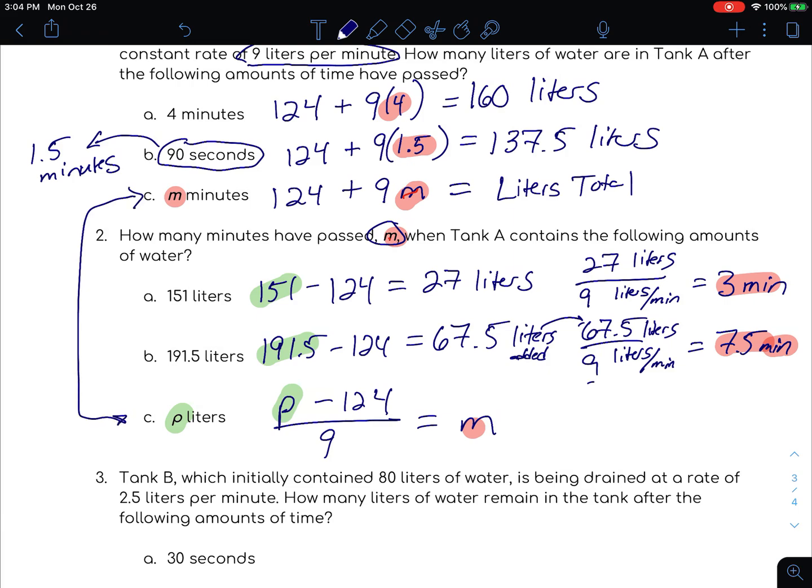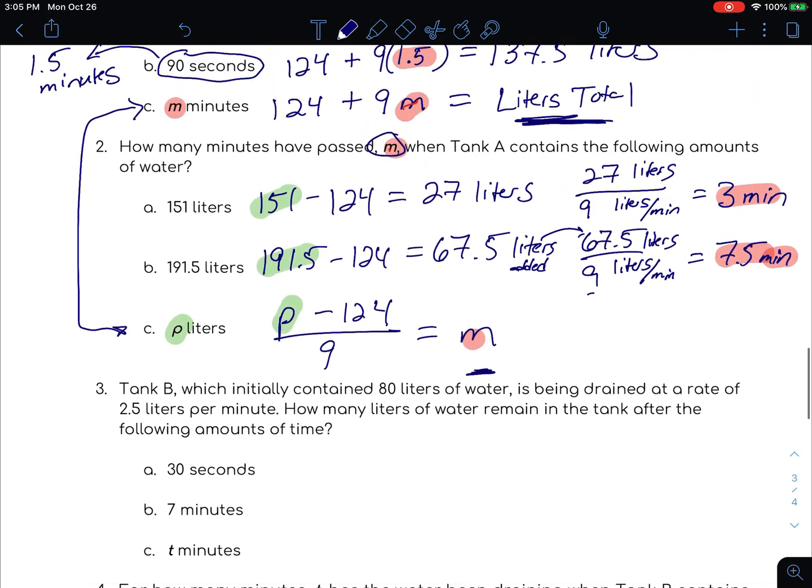So these two equations right here are equivalent to each other, but notice that the one in number 1C solves for the liters, and the one in 2C solves for the amount of minutes. So if we were interested in minutes, we would use the 2C equation. If we were interested in the amount of liters, we would use the 1C equation. But they are equivalent to each other. You go through the algebraic steps, you can change from one equation to the other.